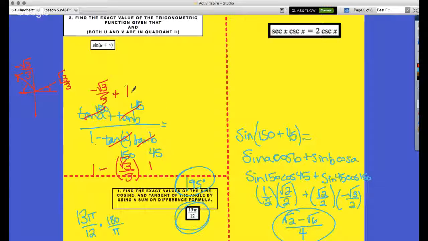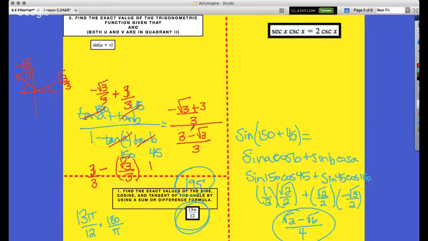So once I get this, here's what I've got. I've got negative square root of 3 over 3 plus 1 all over 1 minus square root of 3 over 3. So on this, I've got to get a common denominator on top and bottom. So over here, let's get 3 over 3 by multiplying top and bottom. Over here is 3 over 3. So I should get negative square root of 3 plus 3 all over 3. And then on the bottom, we should get 3 minus square root of 3 all over 3.